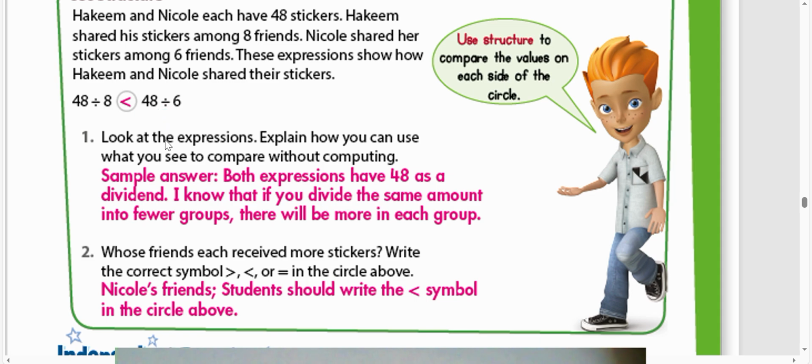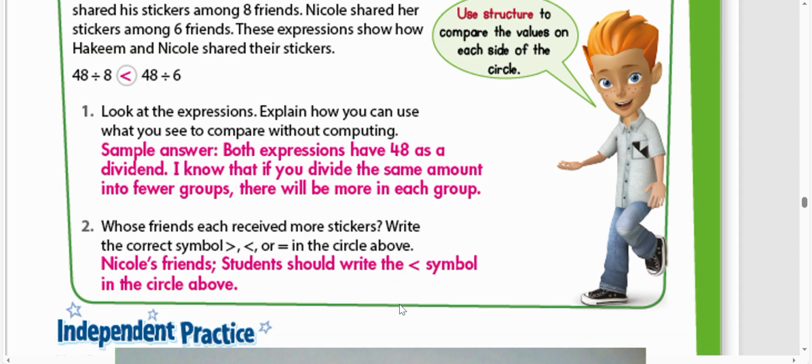Number 2, whose friend received more stickers? Write the correct symbol, more than or less than. We have here Nicola's friends. Students should write the symbol in the circle above.